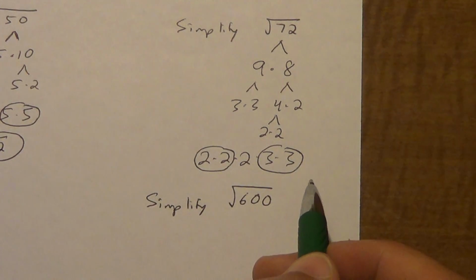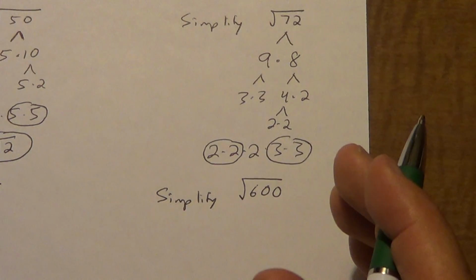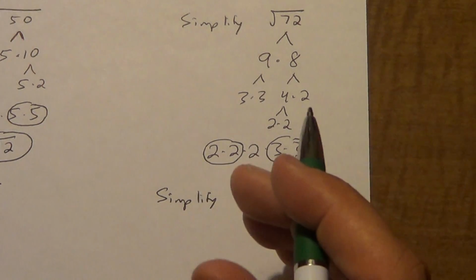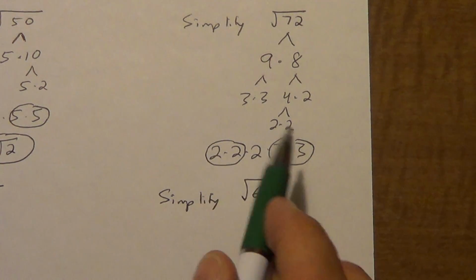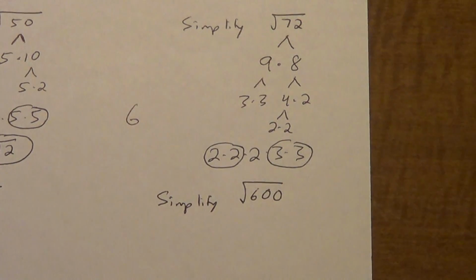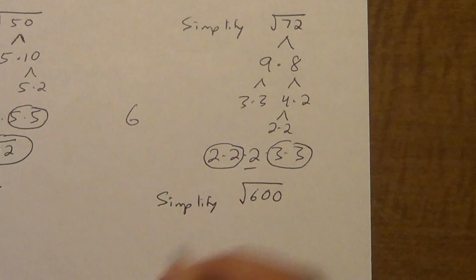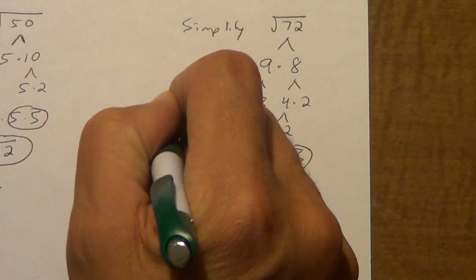But what do I do with them outside? Do I add them together and get 5? 2 plus 3 is 5. Do I multiply and get 6? Since this is all multiplication all the way through this problem, you multiply on the outside. So 2 times 3 is 6. The single stays inside. 6 root 2.